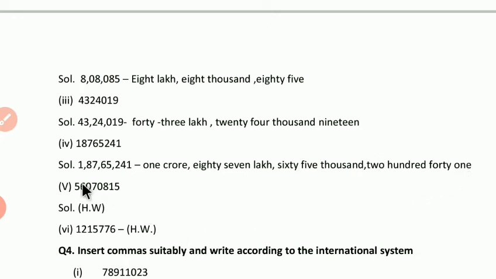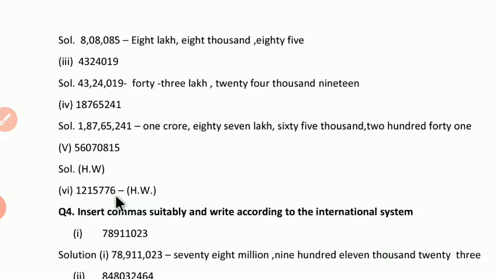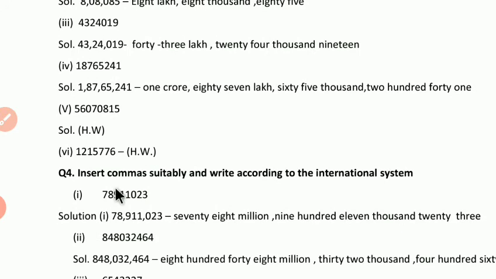65,241. Then 560-70815 and the last one 121-5776. For these numbers also we have to put the commas according to the Indian system and write their number names. So these 2 questions are your homework.